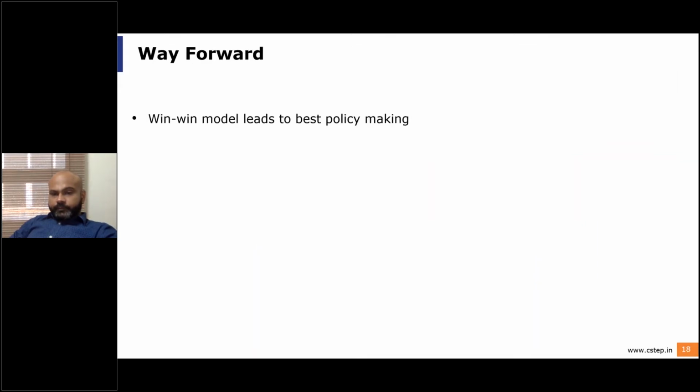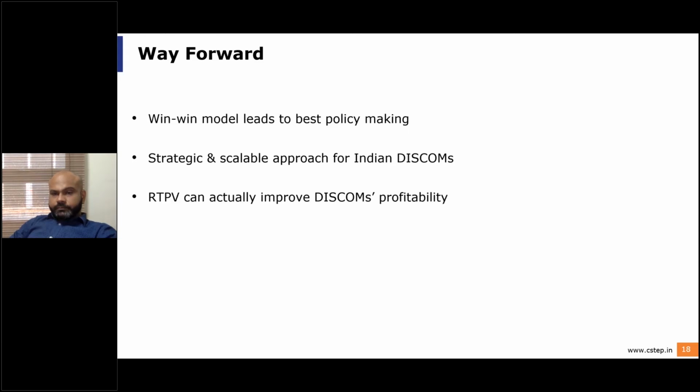The last slide is about the way forward. It's very clear that such a win-win scenario leads to the best policy making. Also, this strategic approach can be easily replicated by other Indian discoms. It was a myth that RTPV is detrimental to discom finances. In fact, it has the potential to improve the profitability of discoms.